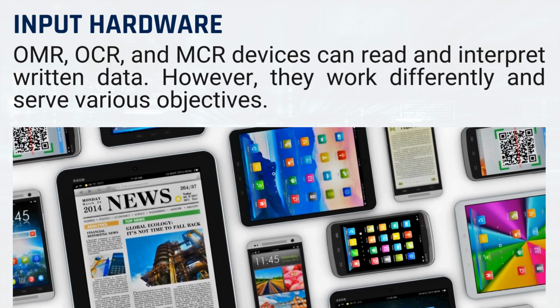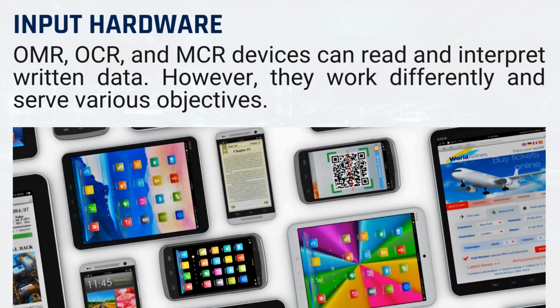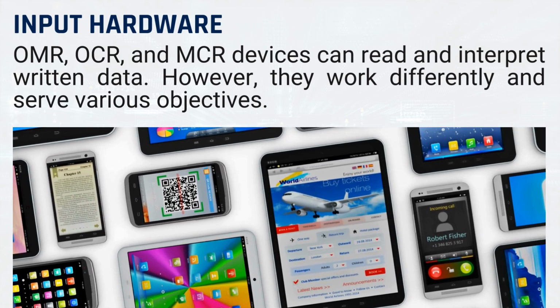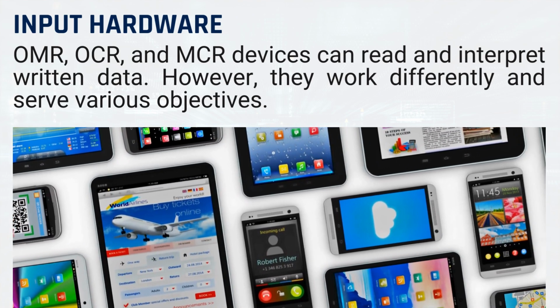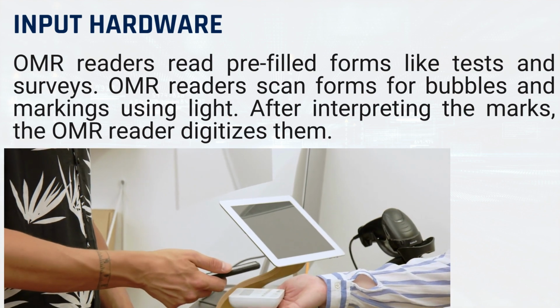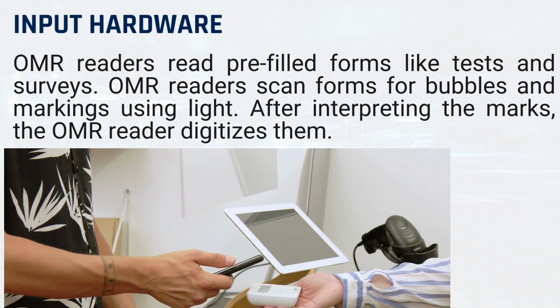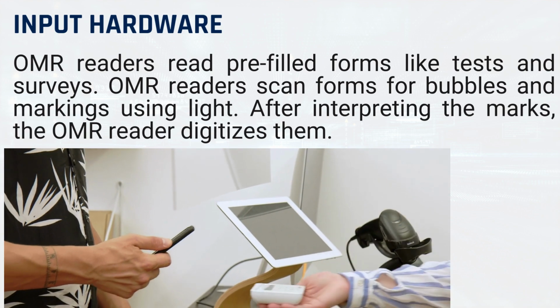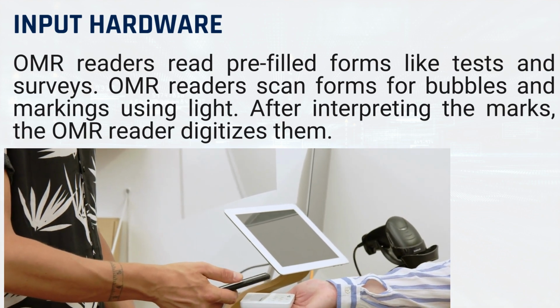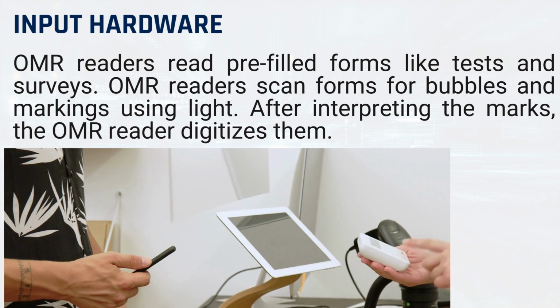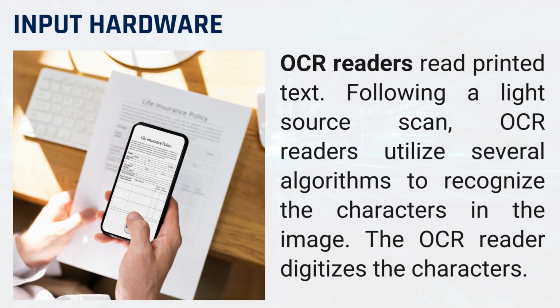OMR, OCR, and MICR devices can read and interpret written data. However, they work differently and serve various objectives. OMR readers read pre-filled forms like tests and surveys. OMR readers scan forms for bubbles and markings using light. After interpreting the marks, the OMR reader digitizes them. OCR readers read printed text. Following a light source scan, OCR readers utilize several algorithms to recognize the characters in the image. The OCR reader digitizes the characters.